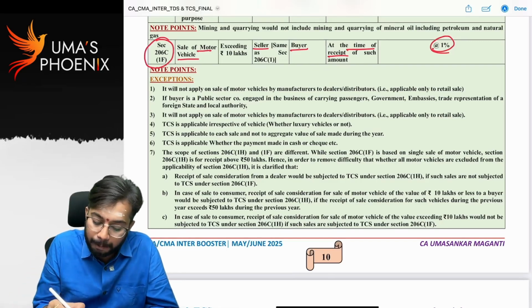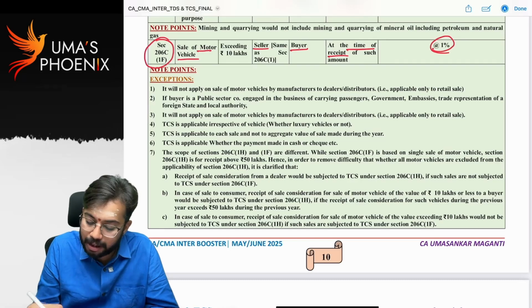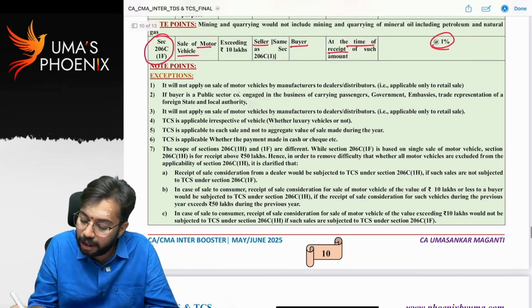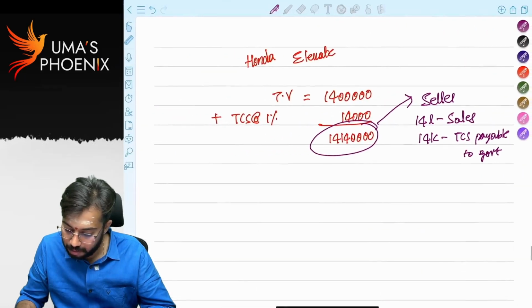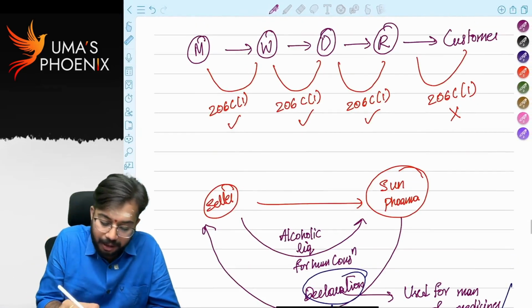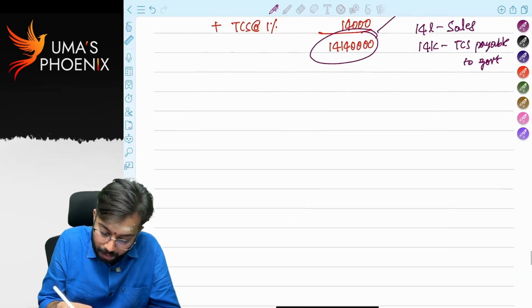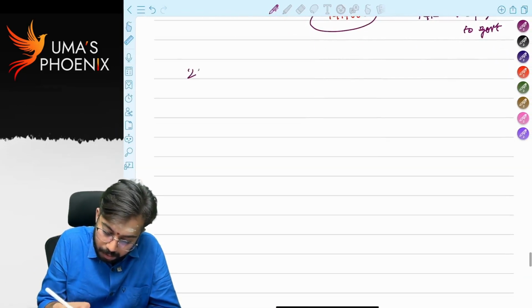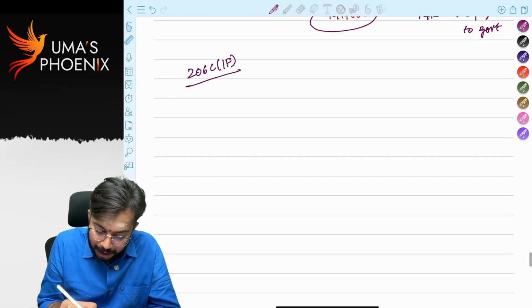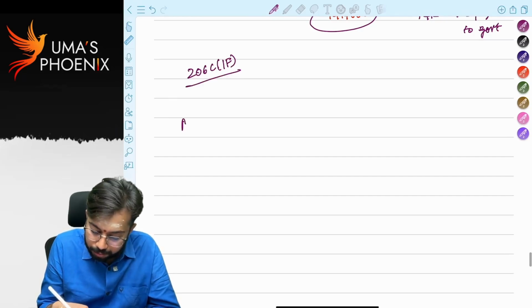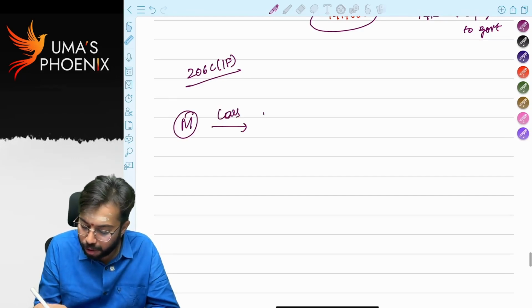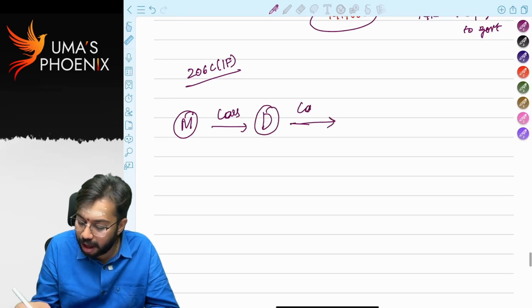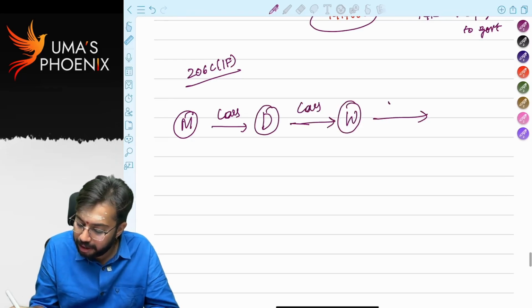Next, it will not apply on sale of motor vehicles by manufacturers to dealers or distributors; it is applicable only to a retail sale. What do you mean by this? Section 206C(1F). Manufacturer sold cars to distributor. Distributor sold cars to wholesaler. Wholesaler sold cars to retailer. Retailer sold cars to customer.